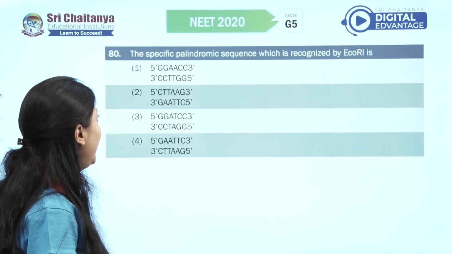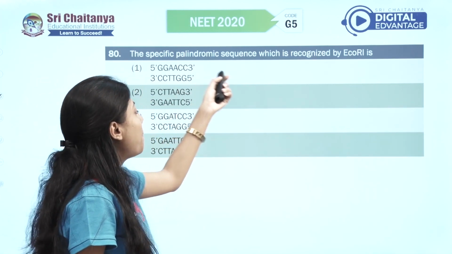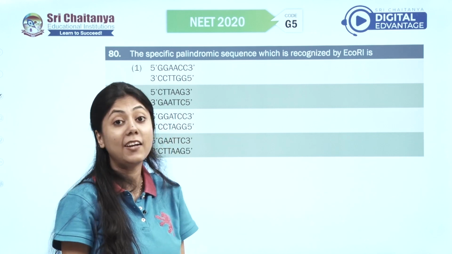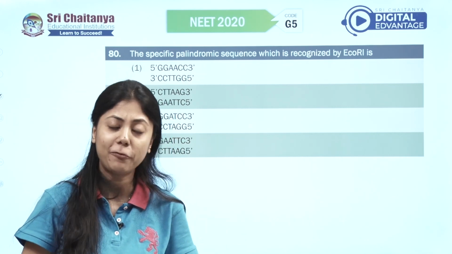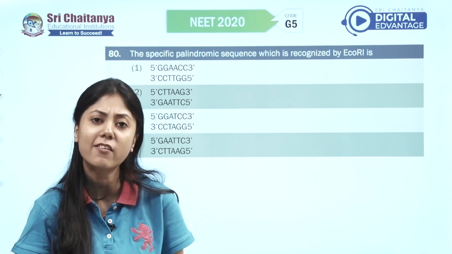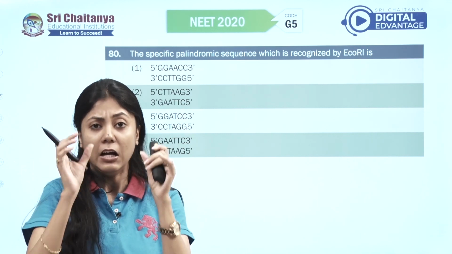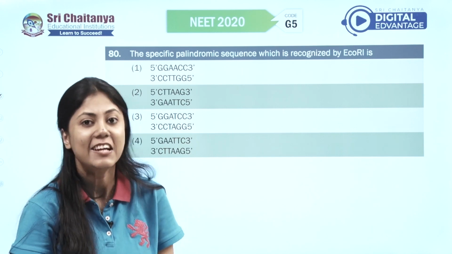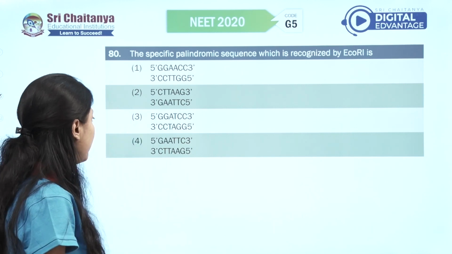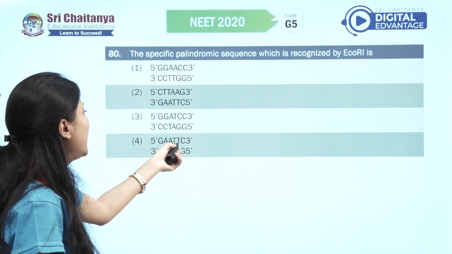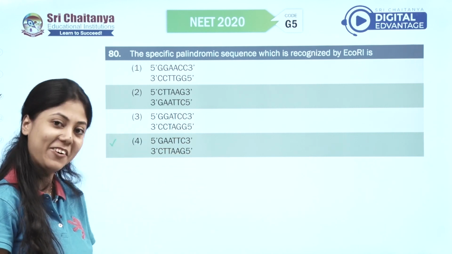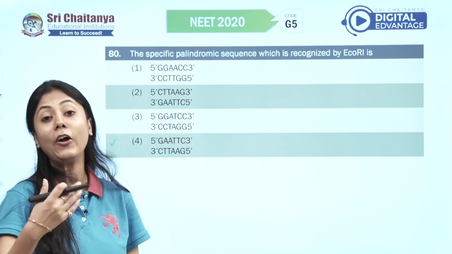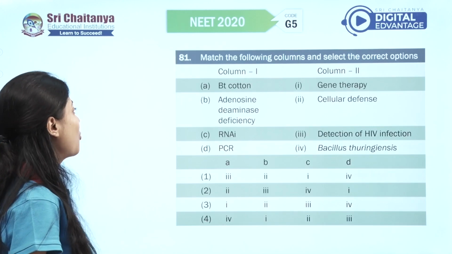So let's move ahead. The specific palindromic sequence which is recognized by EcoRI, most expected question of NEET, and we go on telling in the class how important the specific palindromic sequence is. So the answer, you all are very aware of it, that is 5' GAATTC 3'. So this is the correct option, right? So let's move ahead to the next question.